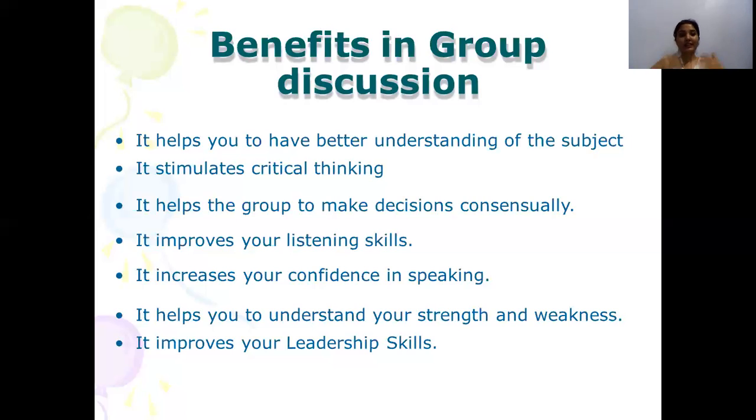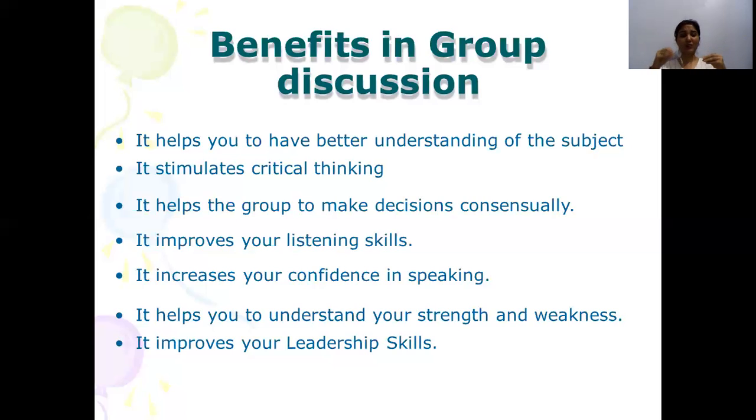It increases confidence in speaking, because you just have to sit on your seat or at a round table and project your points. You don't have to go to a stage area where all the people are sitting downstairs with their eyes glued at you, listening to what you are going to deliver next. So by doing group discussion, you boost your confidence to an extent where you are ready to step on a stage and deliver whatever you wish to.